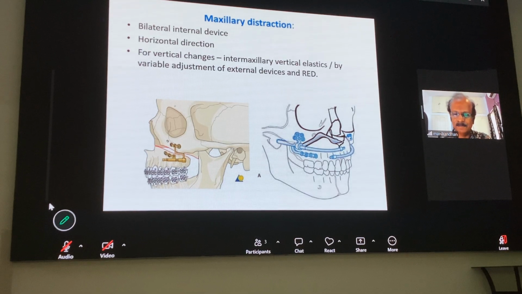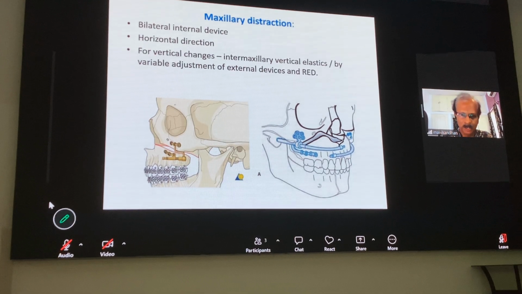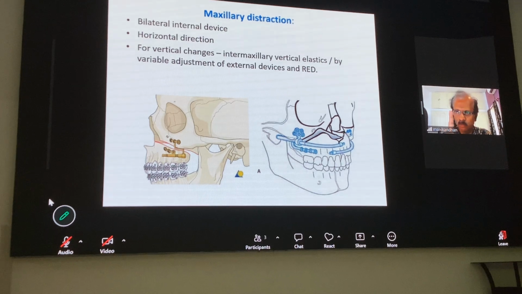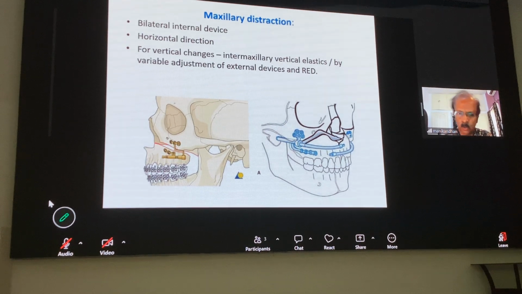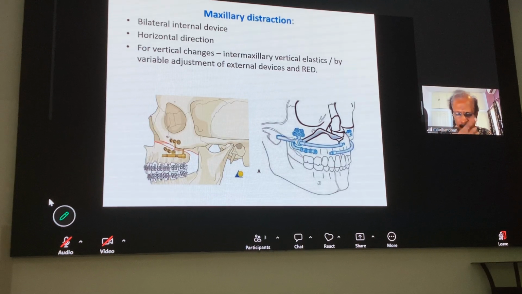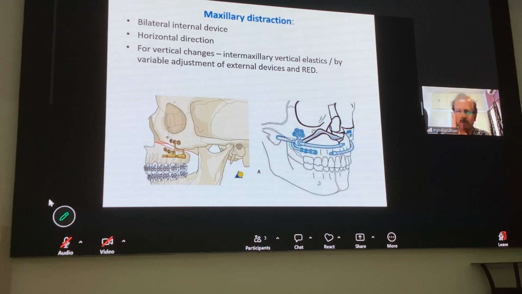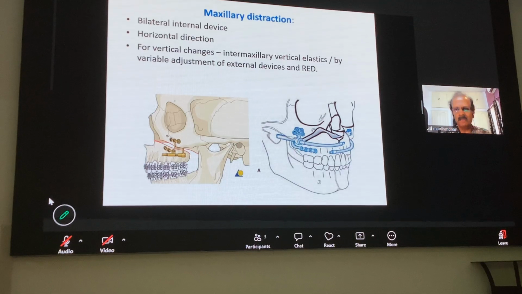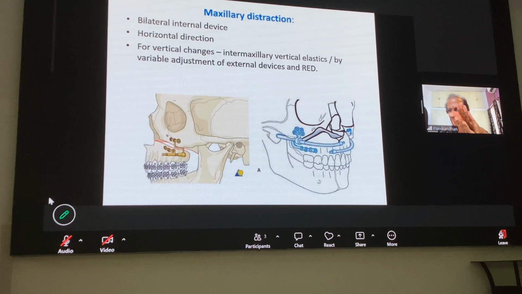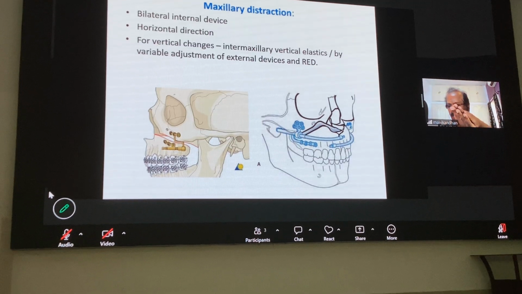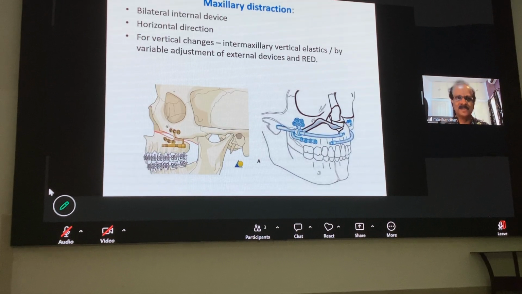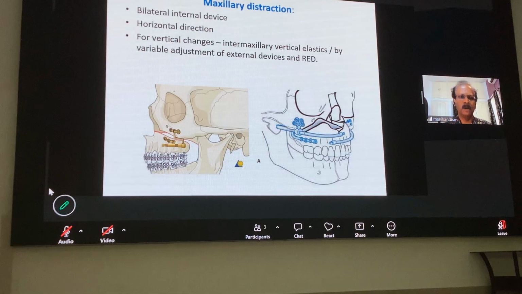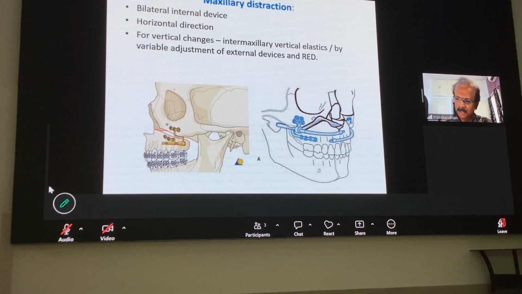What are the problems with the internal distractor? Once you place it, like this, for example, in the maxilla, there's only one movement. In the case I have shown, it comes only forward. Only one movement. Even if you have a small open bite, you can put some elastics and then close it with the ideal elastics. But the movement is only in one direction here. So this is the biggest problem with certain internal distractors.